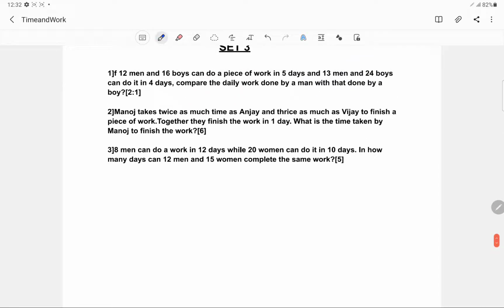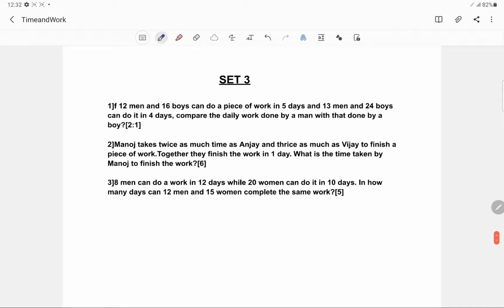Okay. Now let's come to the next set. So this set is basically about the efficiency concept, and questions combined on men and women. So what you were doing is, you actually had a single entity. For example, 15 men doing this in this number of hours, 15 women doing this in this number of hours. Now you will have multiple entities, like you will have women and men combined, boys and men combined. So you will have those double entities.